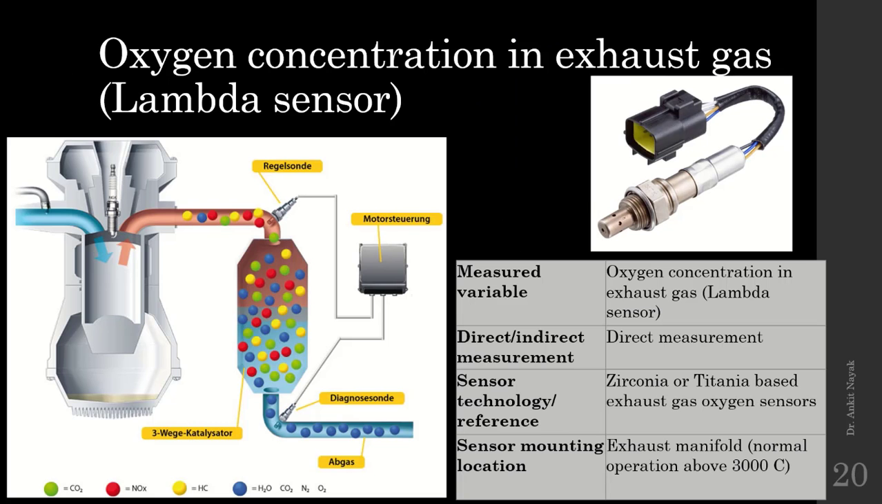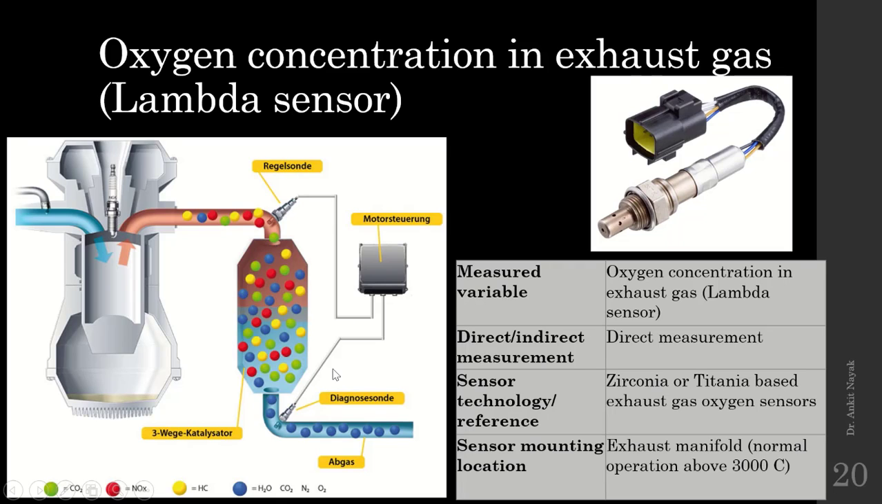Then oxygen concentration in exhaust gas. If you require to measure the oxygen concentration, then you can use this sensor. So we require to mount this sensor at the exhaust manifold. Here it is the exhaust pipe. You can observe your cylinder, piston, exhaust pipe, exhaust valve. Somewhere here you can mount this sensor.